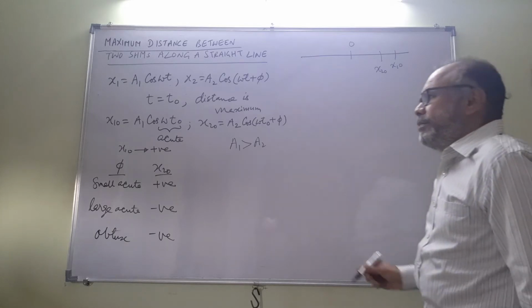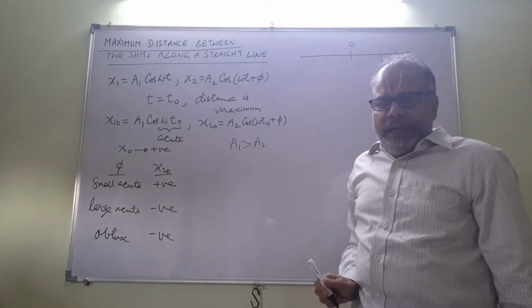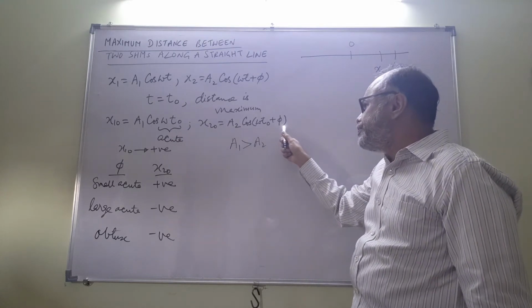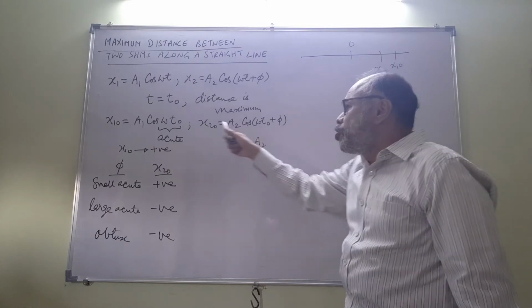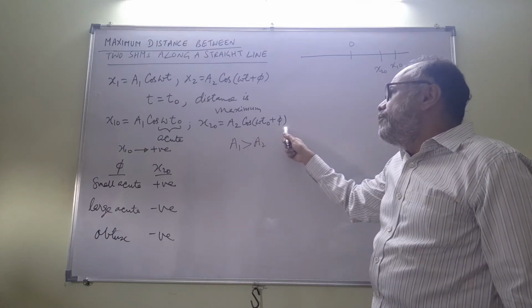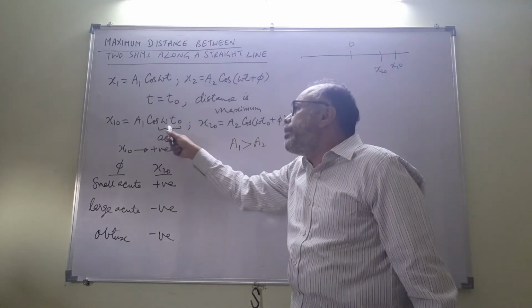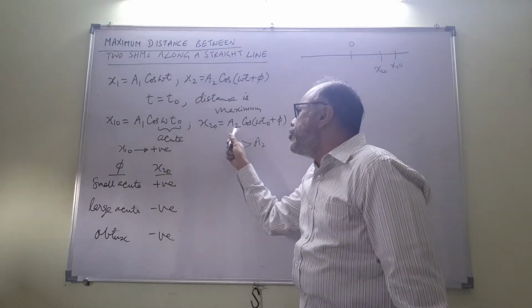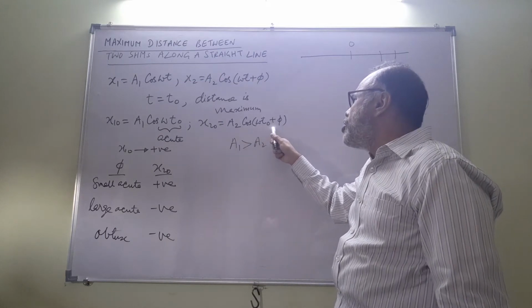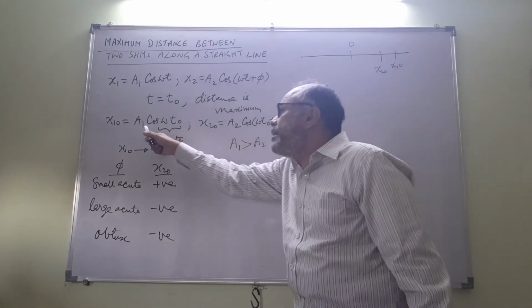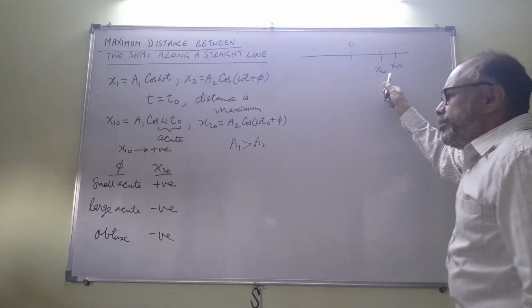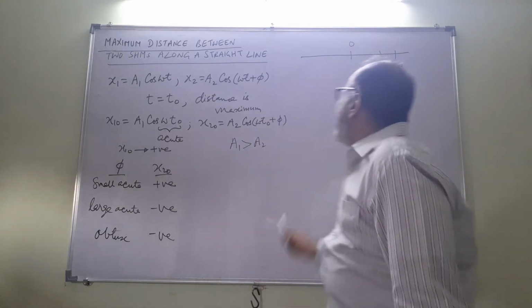What is the reason for that? You must note that cos theta is a decreasing function. As the angle increases, cos theta decreases. So cos of omega t naught plus phi will have a lesser value than cos of omega t naught. And we are saying A2 is also less than A1. So therefore A2 into cos omega t naught plus phi will be lesser than A1 cos omega t naught. So therefore we say x2 naught will be less than x1 naught.